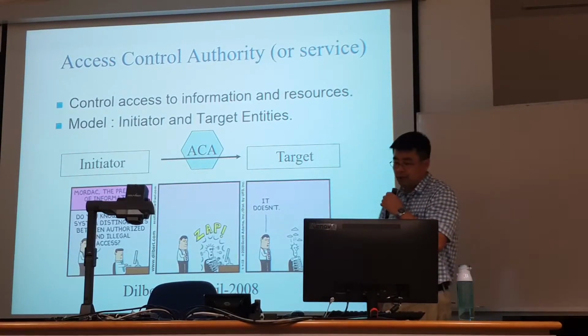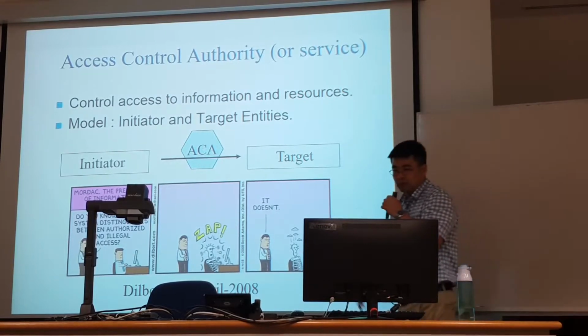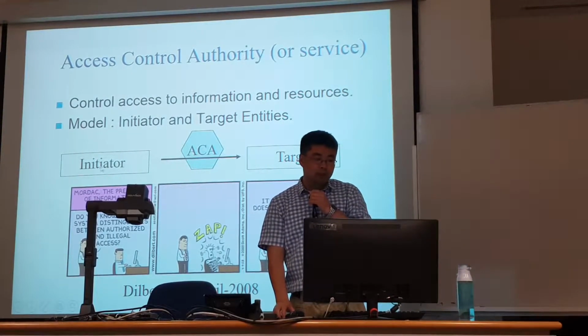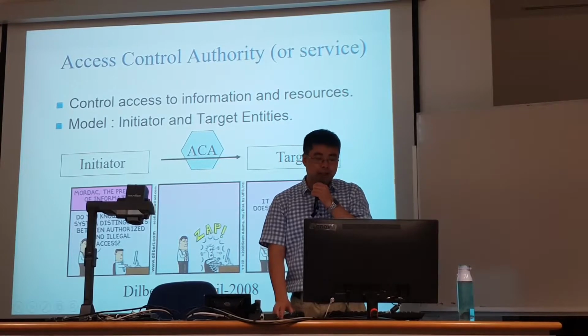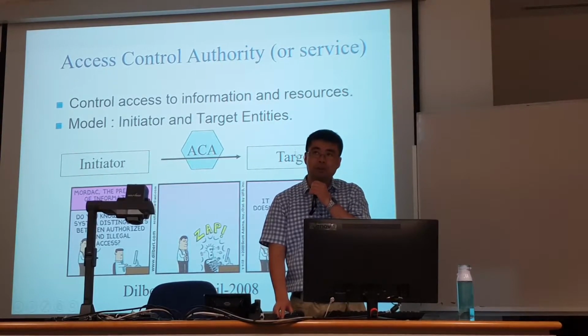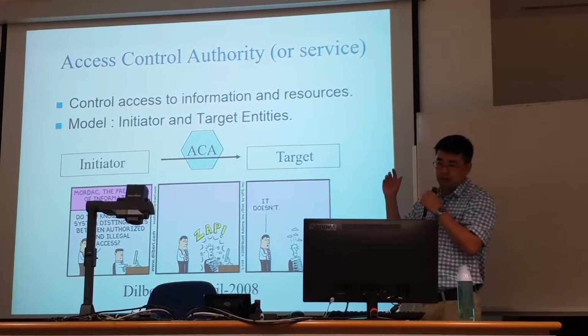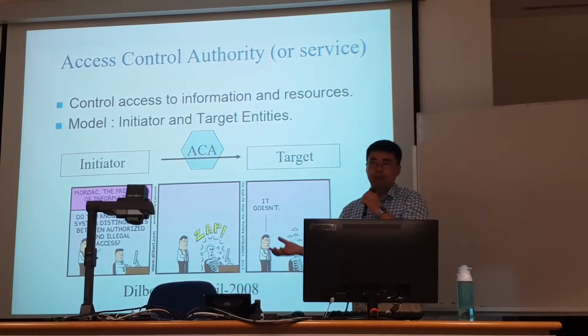Right, so this is basically the overall structure. We have the initiator, someone who wants to access a resource. Later, we will call this kind of entity a subject, right? And then we also have the target. These are the resources that will be accessed by the initiator, and later we will see we call them objects. So usually we say subject accesses objects.